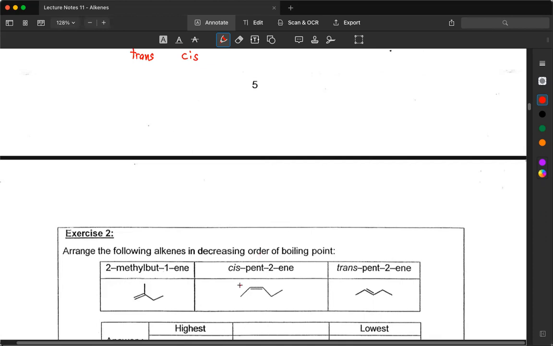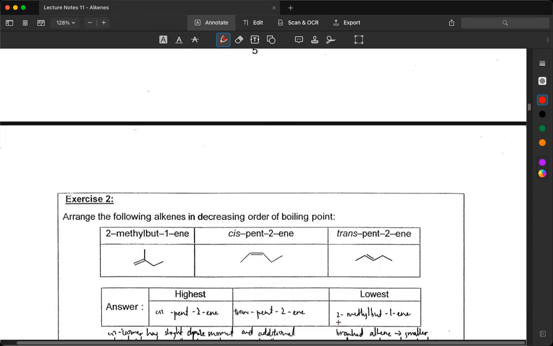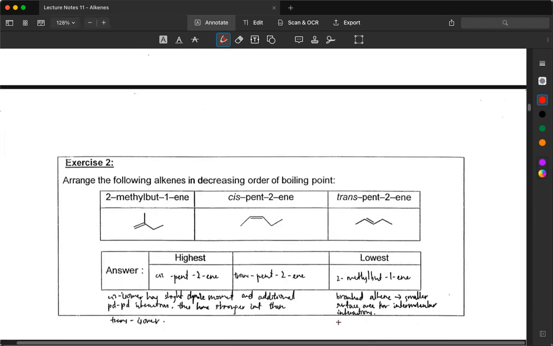The highest boiling point will be cis-pent-2-ene, because there is some permanent dipole interaction, followed by trans-pent-2-ene, and we have 2-methylbut-1-ene having the lowest boiling point, because this is more branched than the other two. They are all isomers of each other, but the branched alkene has a smaller surface area for intermolecular interactions.